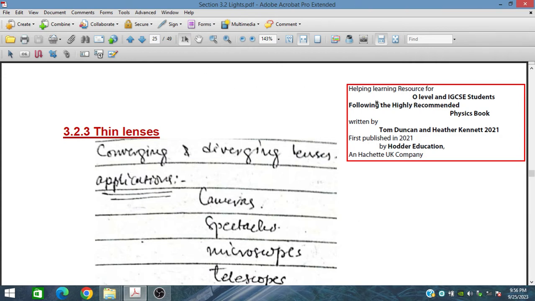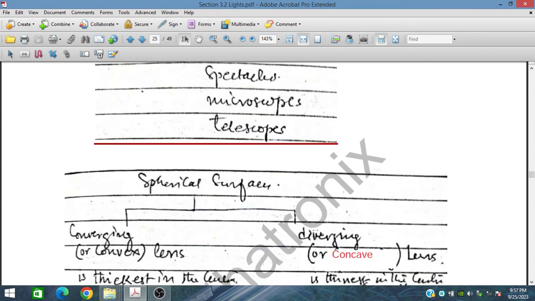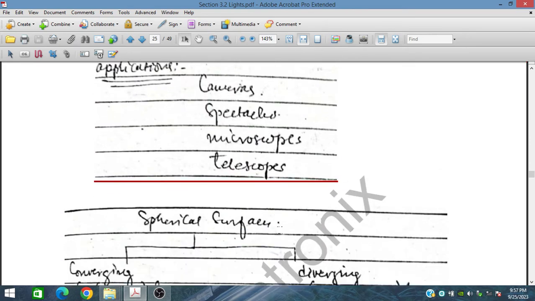In this session, we will discuss thin lenses from the topic of light from O level and IGCSE level physics, written by Tom Duncan and Heather Kennett and published by Hodder Education. From thin lenses, we will cover mainly converging and diverging lenses, and these lenses have applications in cameras, spectacles, microscopes, telescopes, and many others. These lenses are basically formed from spherical surfaces.